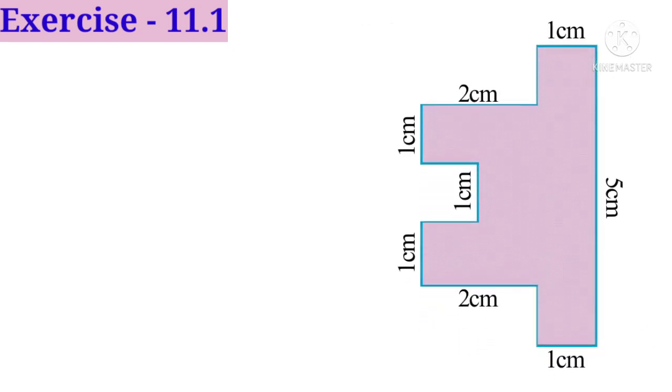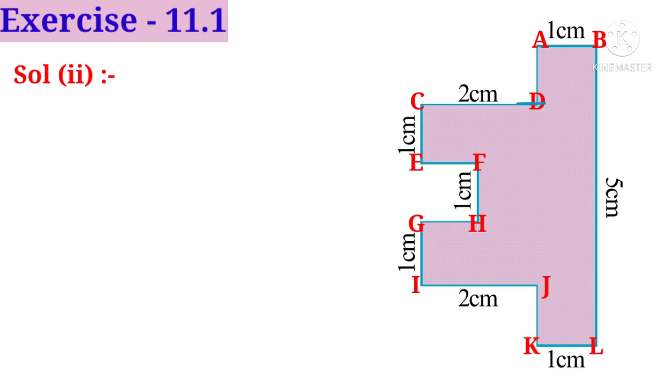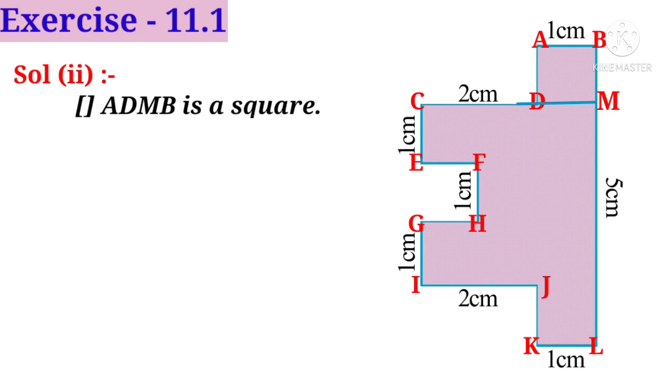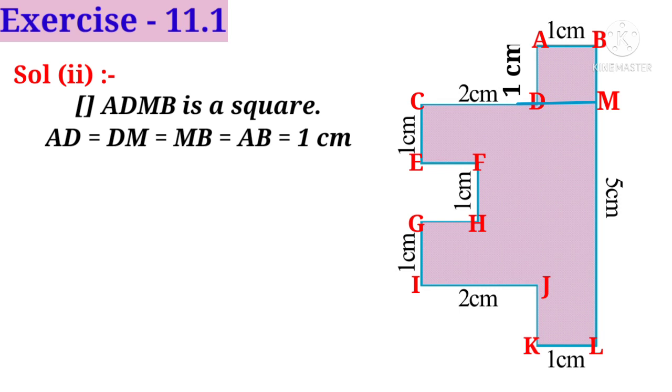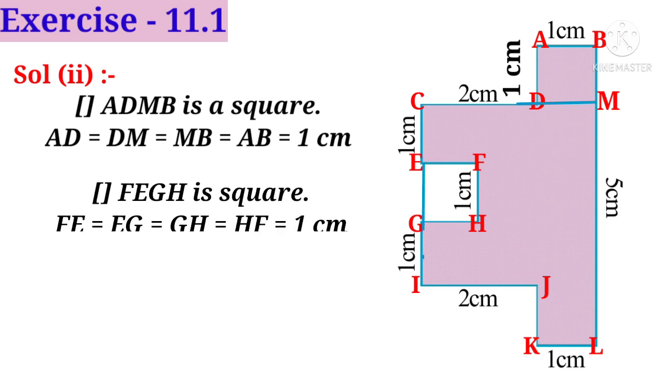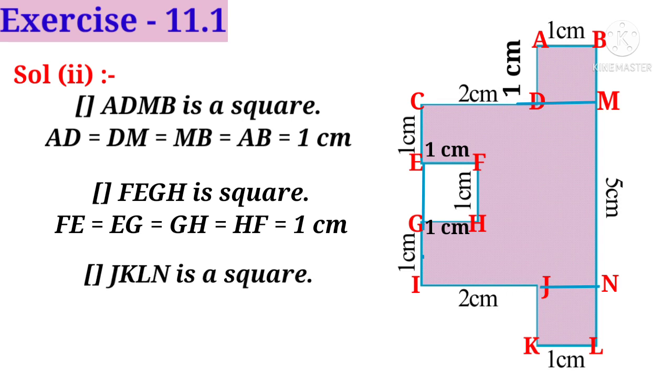Now perimeter of the second figure. Solution: put the vertices A, B, C, D, E, F, G, H, I, J, K, L. Join DM parallel to AB. Observe that ADMB is a square. So all sides are equal. So AD is also equal to 1 centimeter. Now join EG. FEGH is also a square. So EF, GH is 1 centimeter. Now join JN. JKLN is a square. So JK is also equal to 1 centimeter.